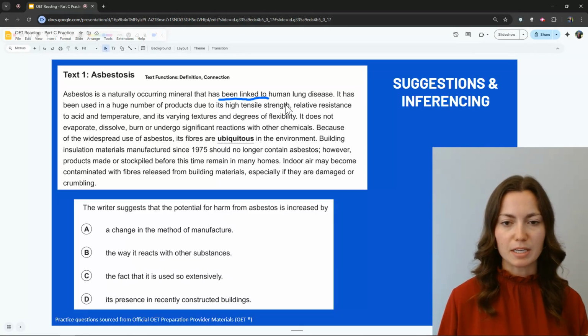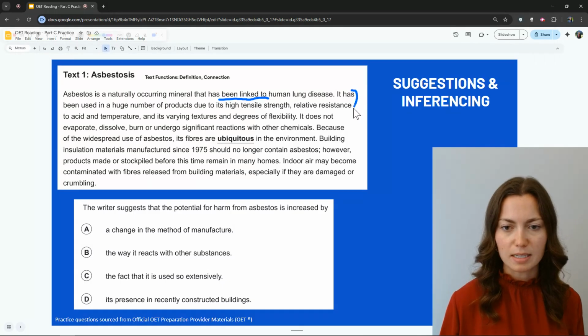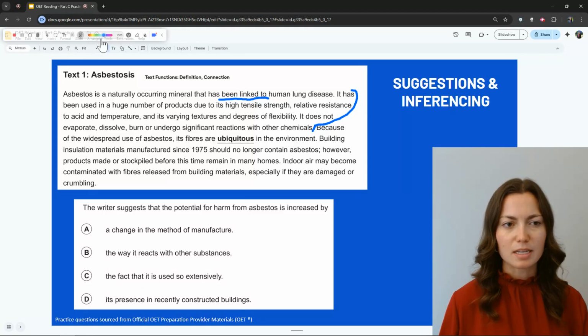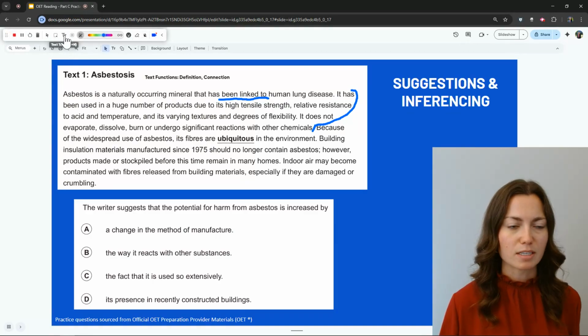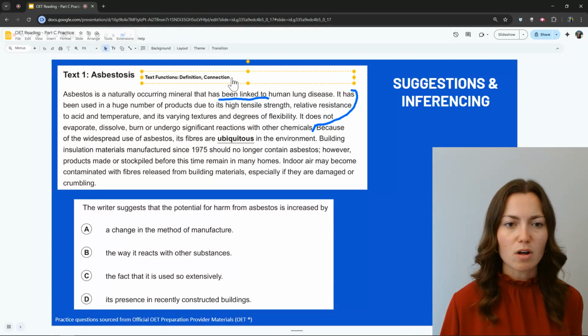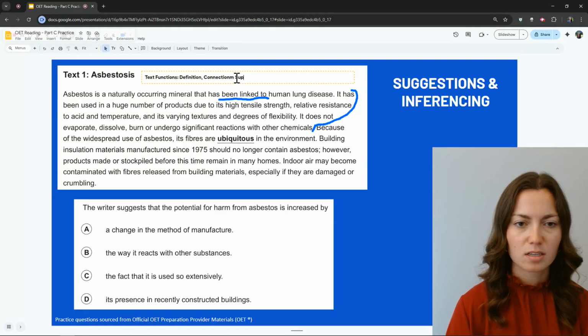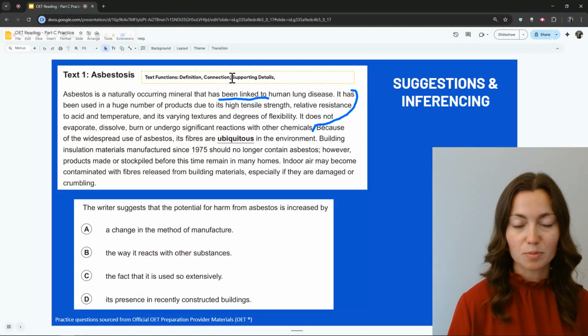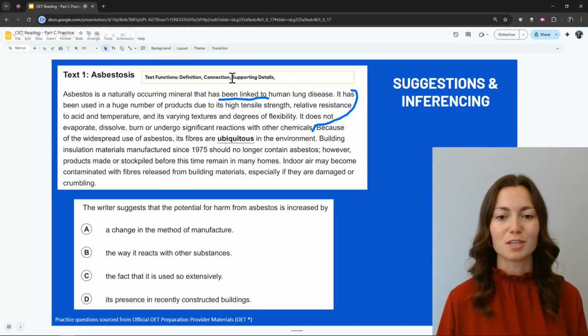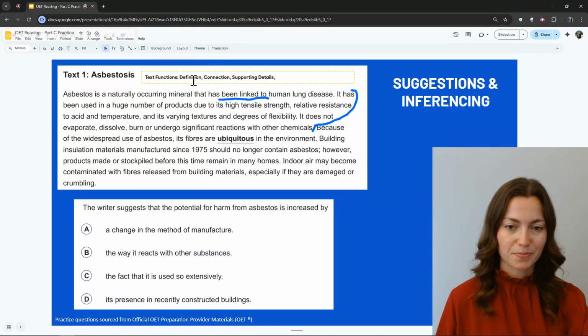If we keep reading, you'll see that all of this next section is talking more about asbestos, the different properties, characteristics, even the usage of it. And so for this, we call this supporting details. And often the purpose of this is just to provide the reader with more information about the topic.